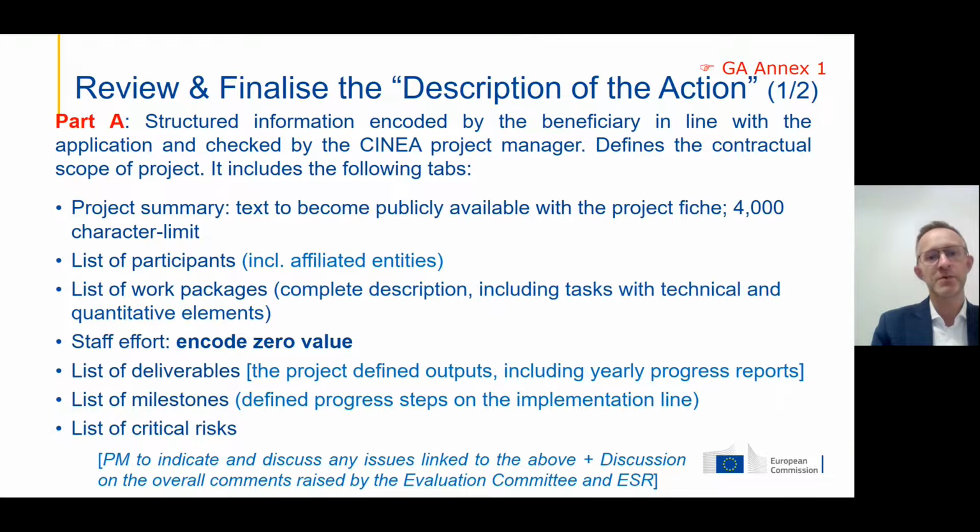For the list of deliverables, please define them as outputs which we would like to see later, including some yearly progress reports, on which we will work on a yearly basis to see where your project stands. Then we have a list of milestones. We use them for progress of the action to see where it is on an implementation line. So again, define them in line with the check table. And finally, critical risks with mitigation measures. This is part A, to conclude.